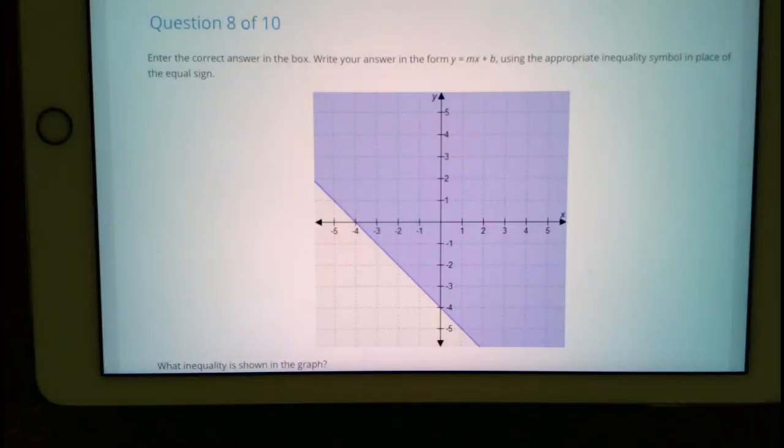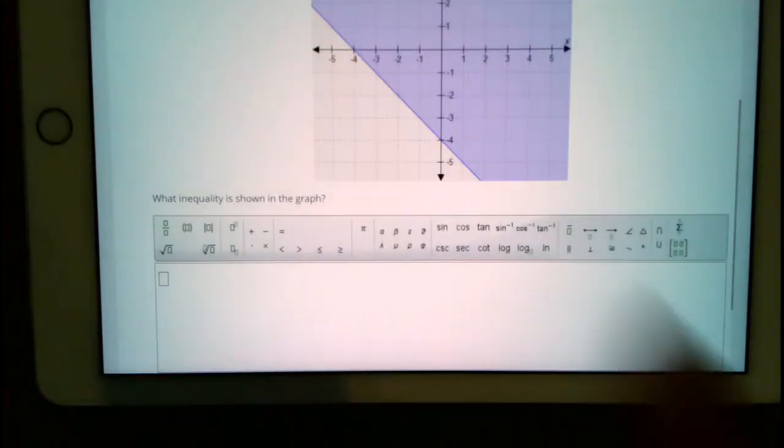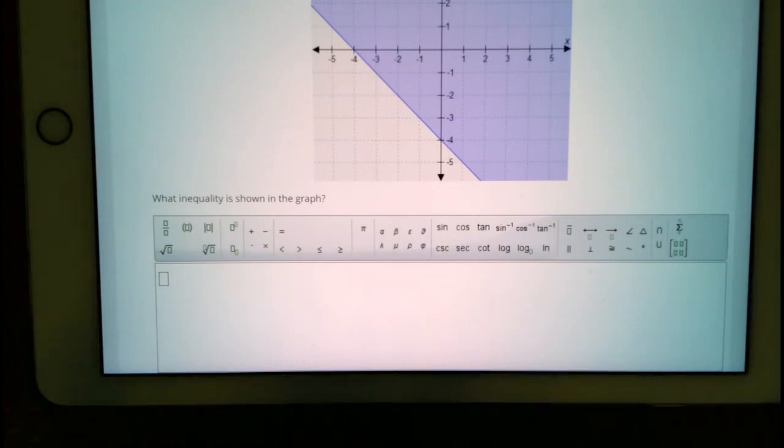Enter the correct answer in the box. Write your answer in the form y equals mx plus b using the appropriate inequality symbol in place of the equal sign. So first of all, what we need to identify are what is m and what is b. But as we look down at our possibilities, we just have to fill it in. So we don't have any help this time.